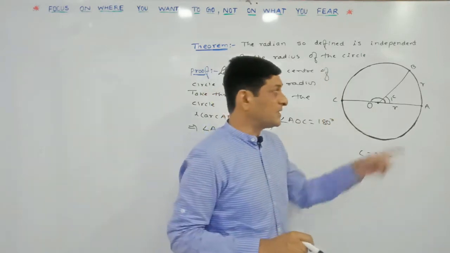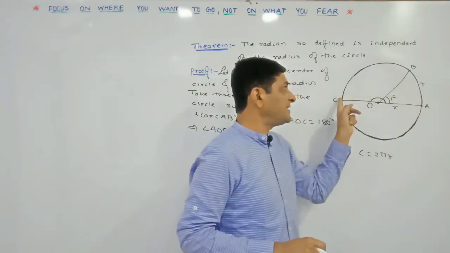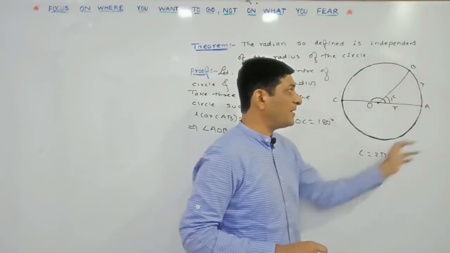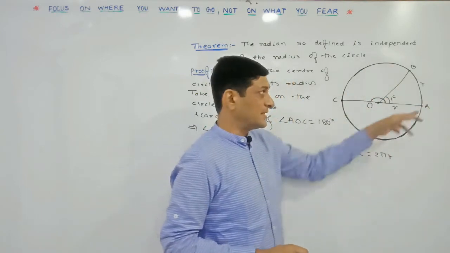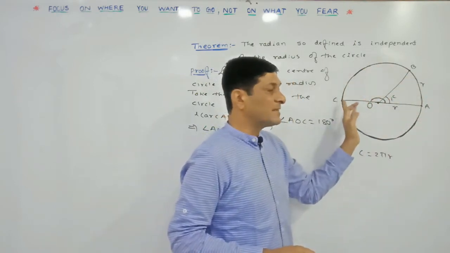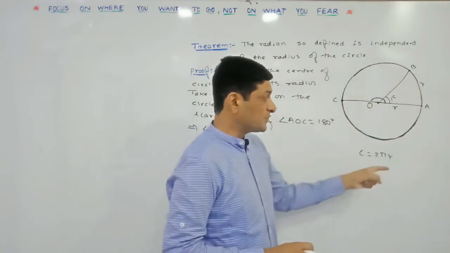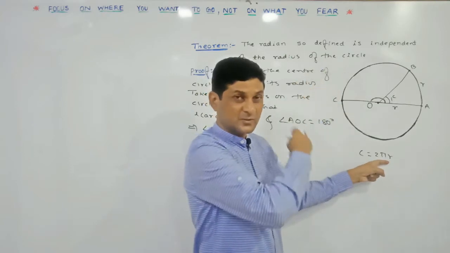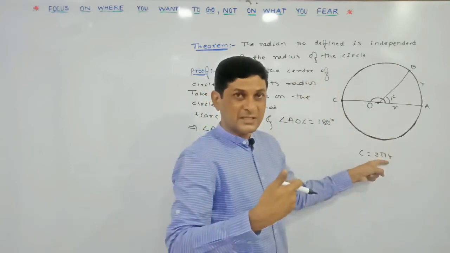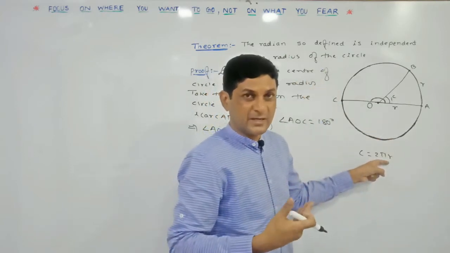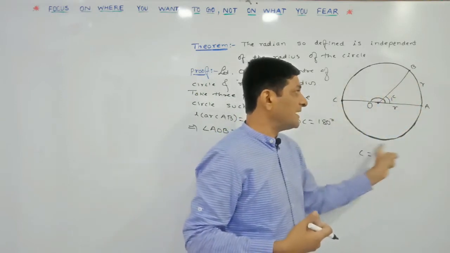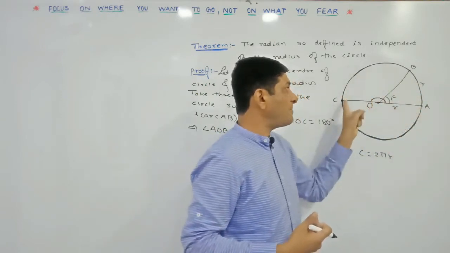Now here we can observe that arc AC is the half part of the whole circumference. Length of the whole circumference, meaning the perimeter. Circumference is also called the perimeter. This whole length is 2 pi r, so how much will its half part be?